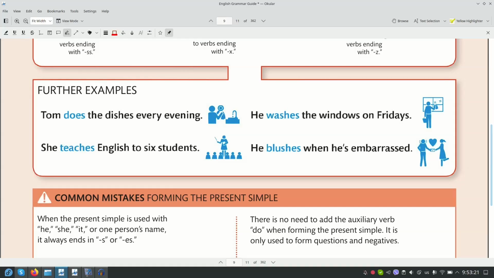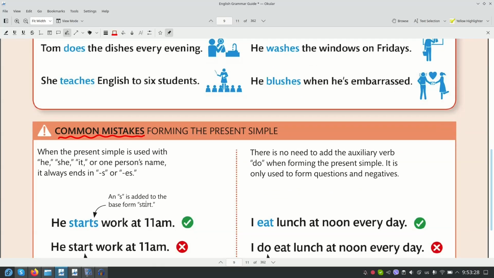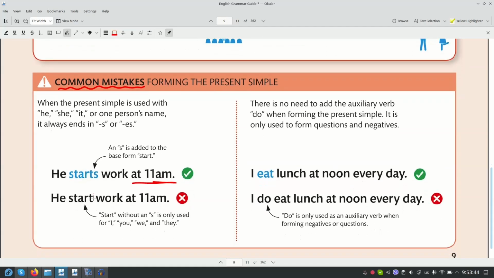Common mistakes when we are forming the present simple. When the present simple is used with he, she, it, or one person's name, it always ends in s or es. He starts work at 11 a.m. But, you see, you do not have s here. That's why that is a mistake.